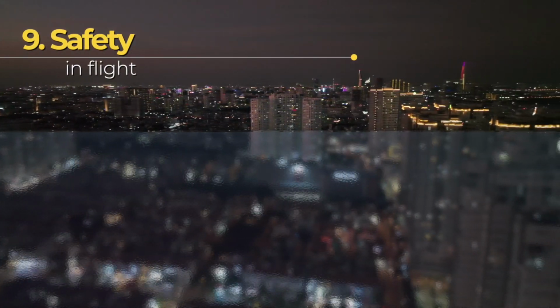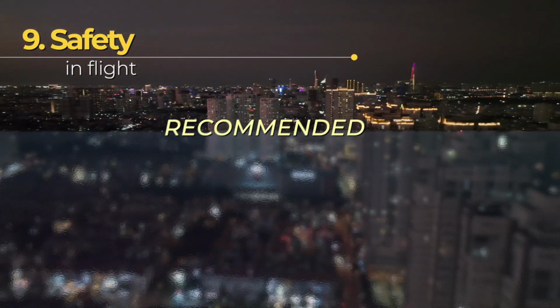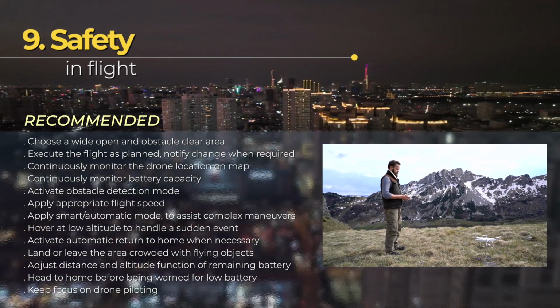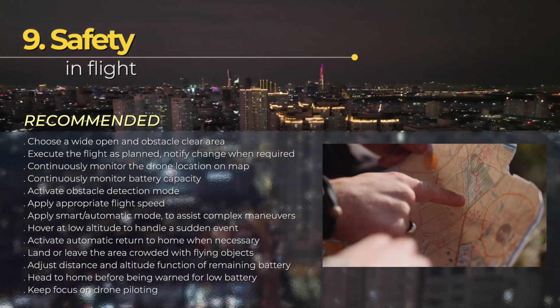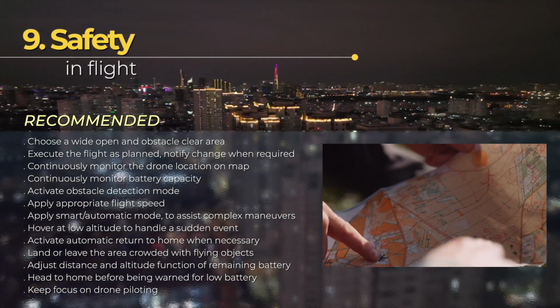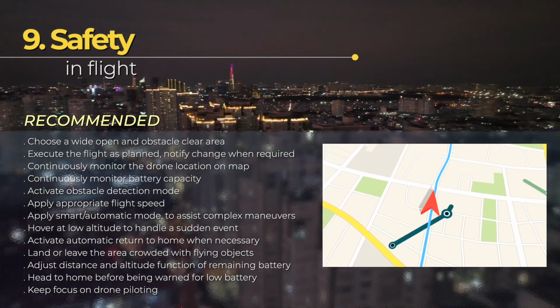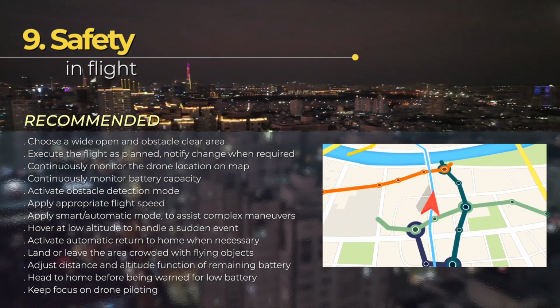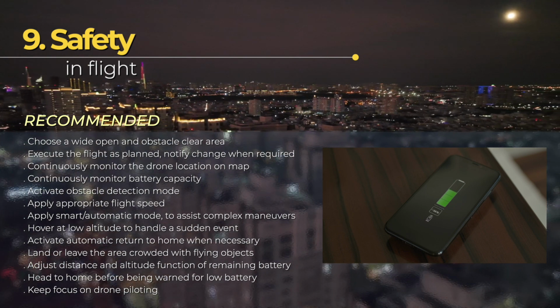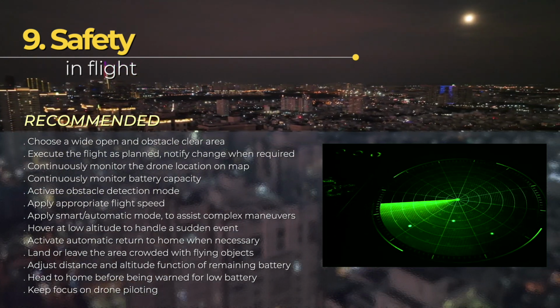9. Safety in flight. Recommended. Choose a wide open and obstacle-clear area. Execute the flight as planned. Notify change when required. Continuously monitor the drone location on the map. Continuously monitor battery capacity. Activate obstacle detection mode.